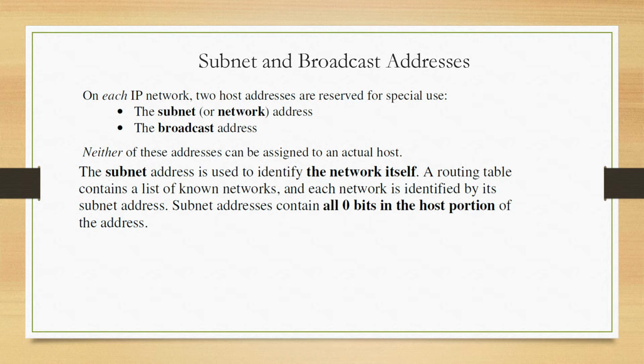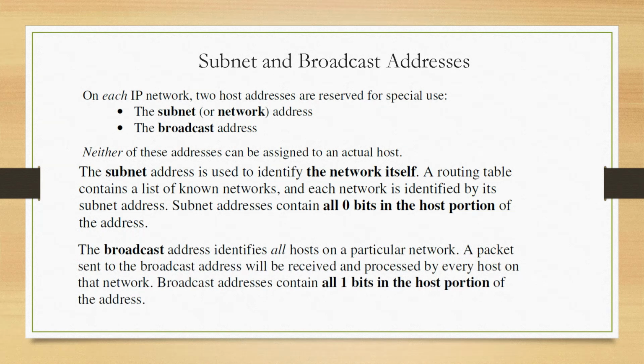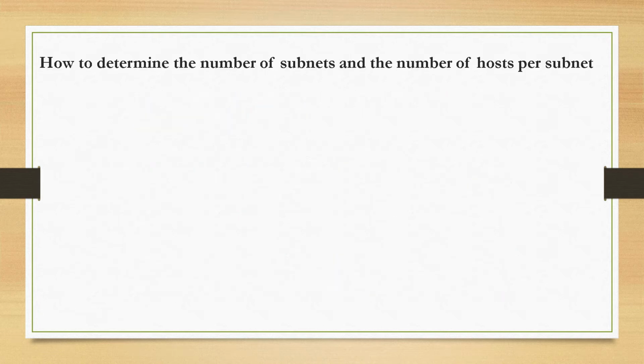Subnet addresses contain all 0 bits in the host portion of the address, while the broadcast address identifies all hosts on a particular network. A packet sent to the broadcast address will be received and processed by every host on that network. Broadcast addresses contain all 1 bits in the host portion of the address.